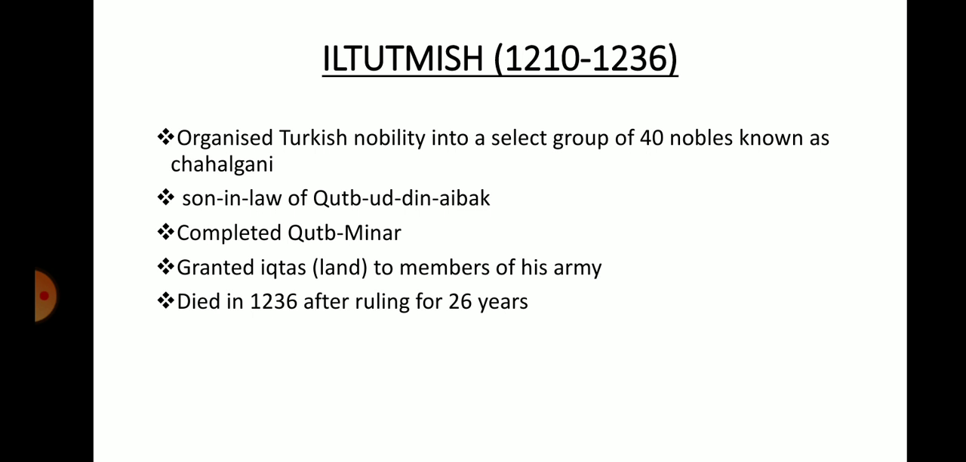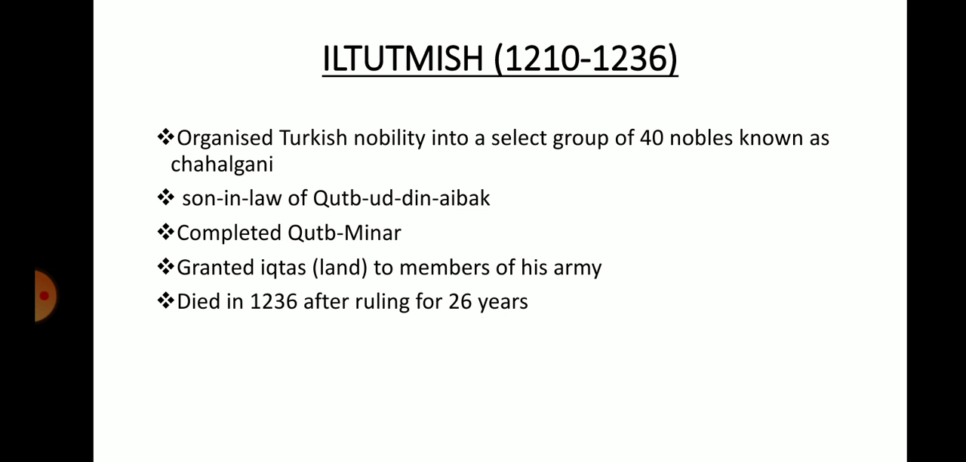Iltutmish also completed the Qutub Minar. It was started by Qutbuddin Aibak and completed by Iltutmish. Iltutmish also granted Iktas to his army members. Iktas means land. The wages and salaries were paid by the king in the form of land, not in the form of money.